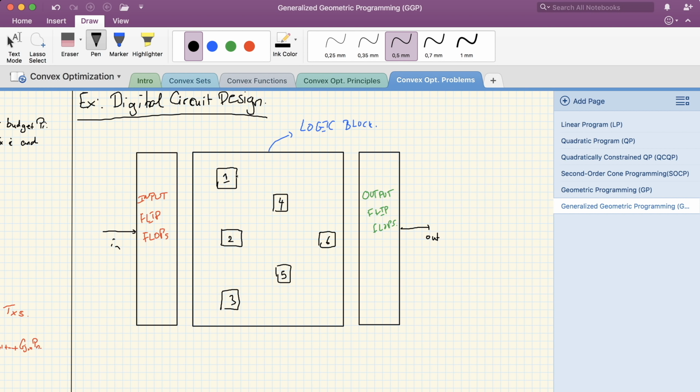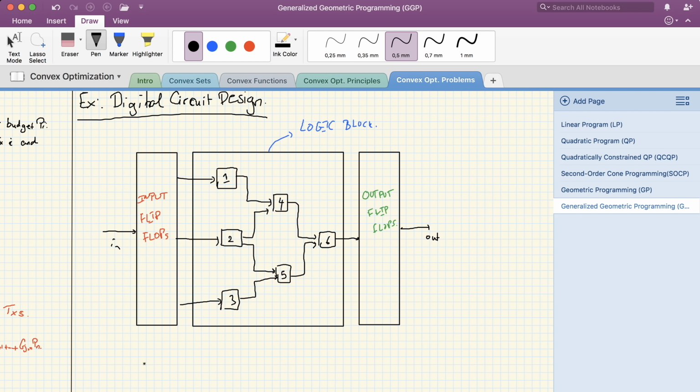And they're connected as such. It's just an example. Okay? So I just want to show you how GP or GGP is related to this. Well, when you're designing a logical block as such, you're placing gates as such, you have some constraints in life.